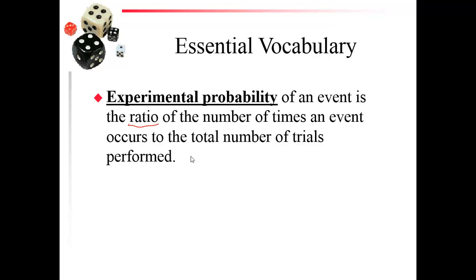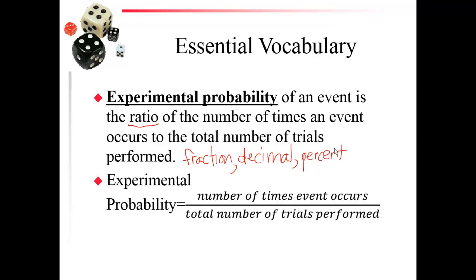Since it's a ratio, it can be expressed as a fraction, a decimal, and a percent. We will use the experimental probability equation. Experimental probability equals the number of times the event occurs over the total number of trials performed. Again, a trial is just the number of times that you do the experiment.